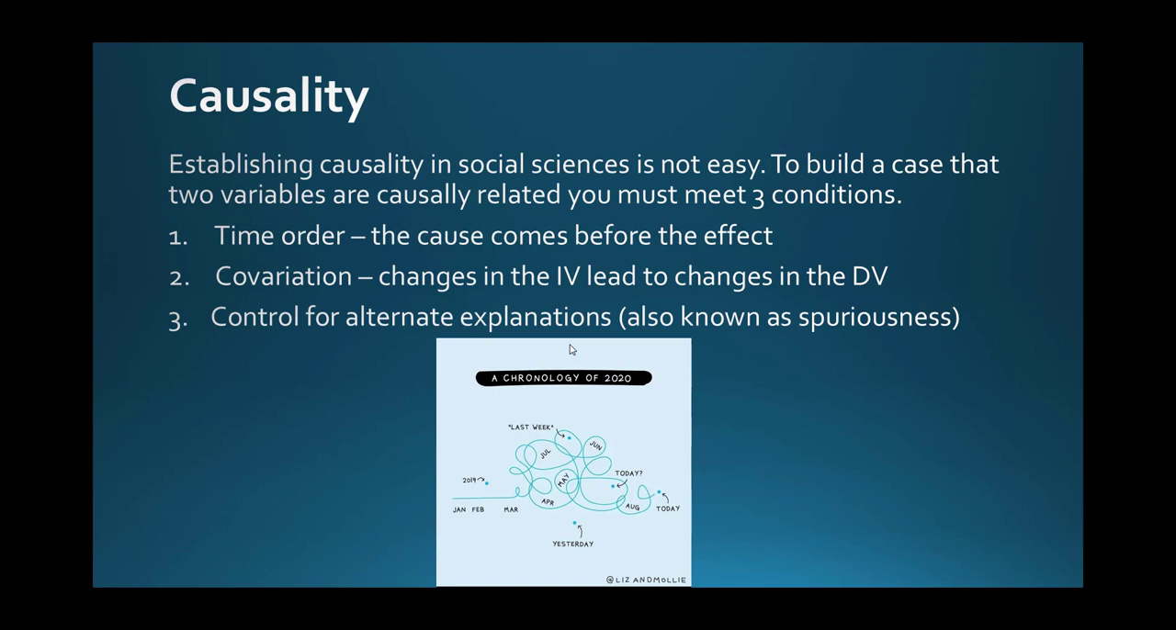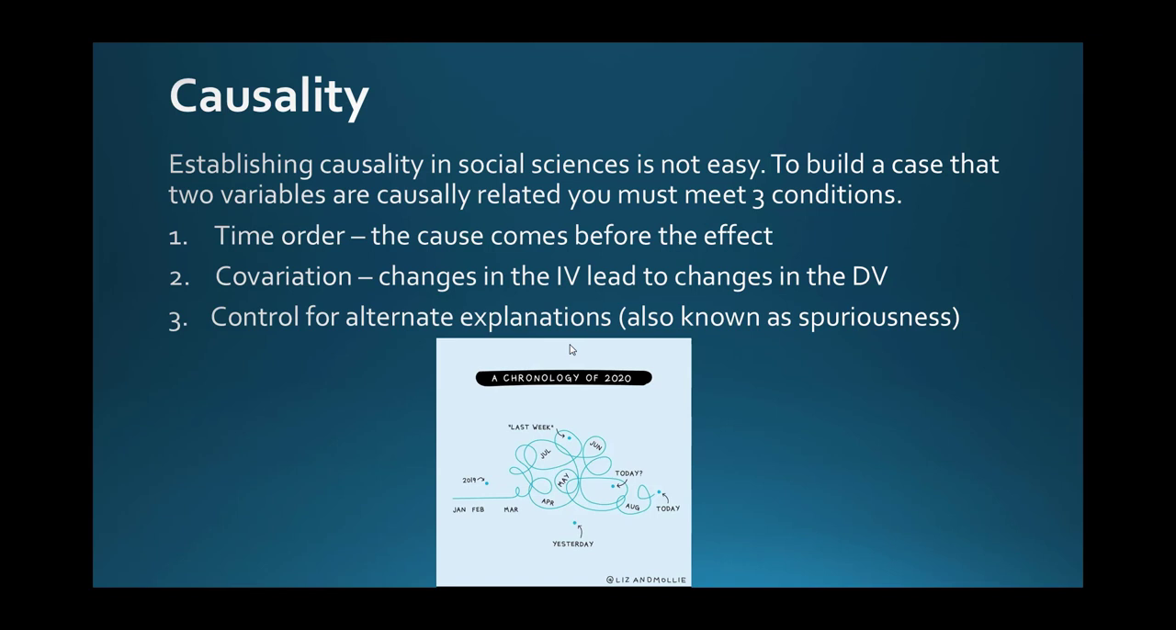The third thing is you've got to try to control for alternate explanations. In fancy stats term, this is called spuriousness. Controlling for alternate explanations is really important because the world is complex, and if you build too simplistic of a rationale or a model for why two things are related to each other, you're going to miss something. You're going to miss something big, potentially. Something that could actually, if you had accounted for it, explain away what you think is happening.